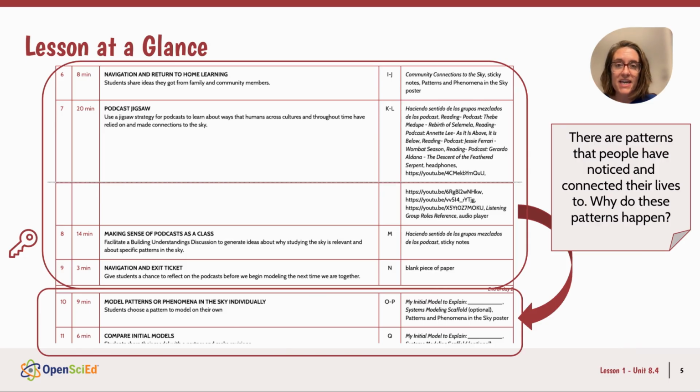In the second day, after listening to podcasts and sharing out their own personal star stories, students realize that there are these patterns in the skies that people have noticed across time, across cultures, across locations in the world, and they are deeply connected to people's daily lives and the rhythm of a whole year. And it really makes us wonder, why are these patterns happening everywhere and how has everyone noticed them?